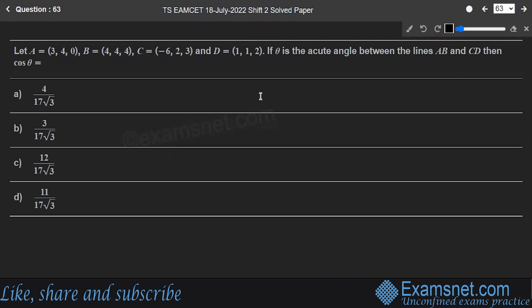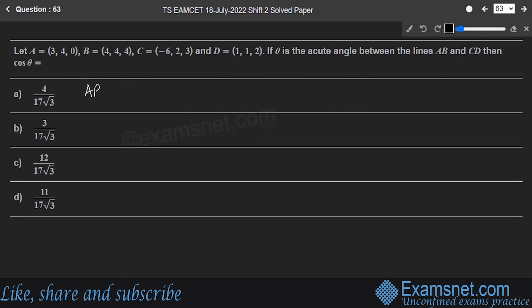Question number 63. Let A be given by the point (3, 4, 0), and B is this, and C is this, and D is this. If theta is the acute angle between the lines AB and CD, then cos theta is equal to what? Okay, theta is the acute angle between AB and CD. Let's write down the AB and CD vectors first.